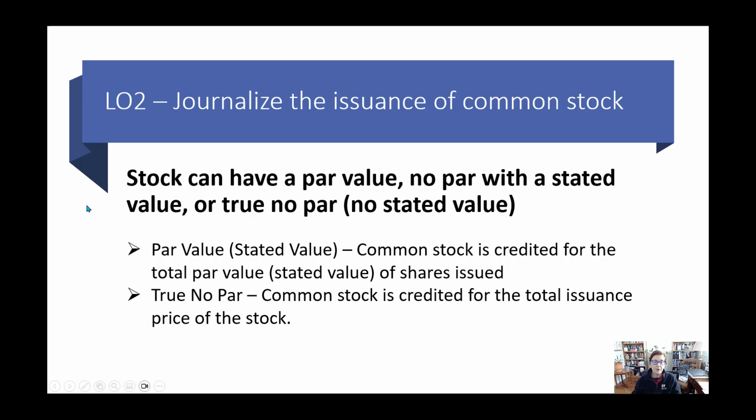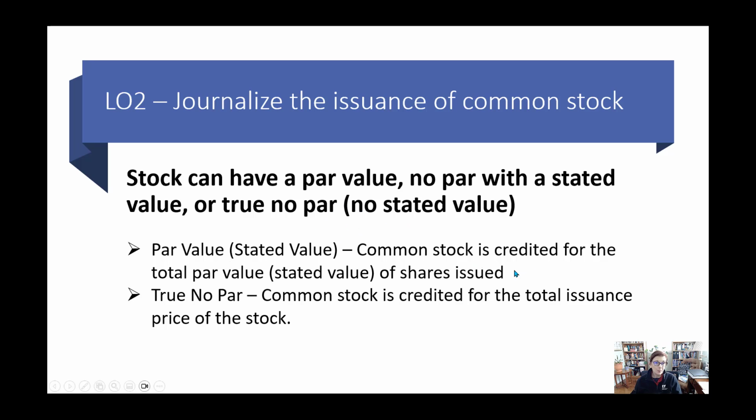Let's take a look now at how to record the issuance of common stock. And you did look at this in a simplified form back at the beginning of this course, but let's talk about something we haven't spoken about before, which is that stock can have a par value, no par with a stated value, or true no par. It has no dollar amount at all associated with it. So a par value is simply a number that is associated with each share of stock.